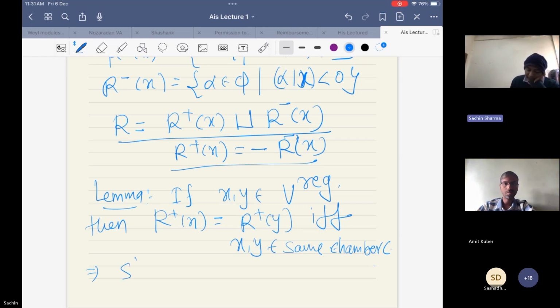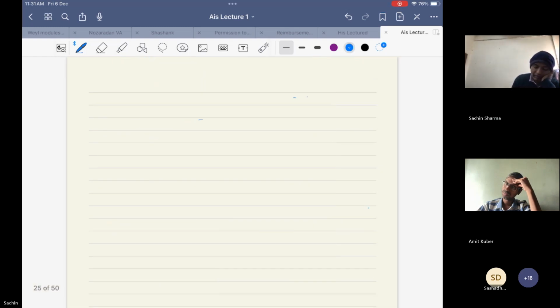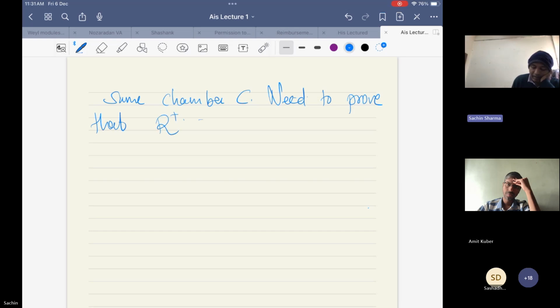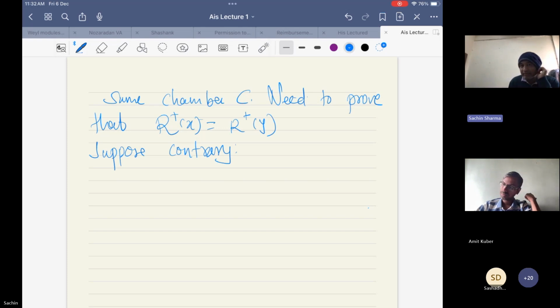Suppose x and y lie in the same chamber C. We need to prove that R plus of x is equal to R plus of y. So as usual, suppose the contrary. Can anyone tell me what the contrary is? What will happen?